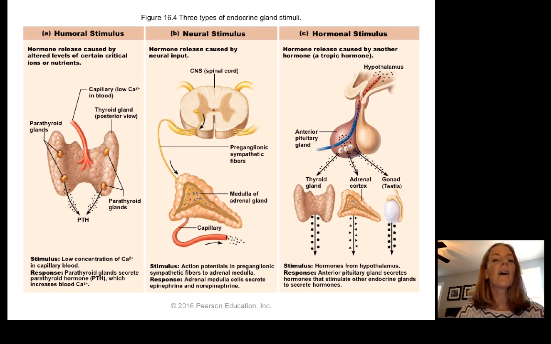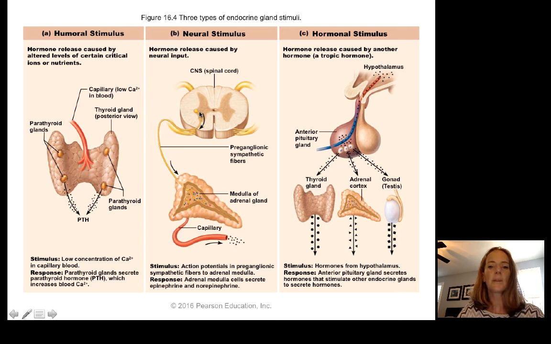So hormone release can be caused by blood or humoral stimuli. In other words, here's one. Calcium affects the parathyroid glands. When calcium is low, the parathyroid glands will release parathyroid hormone to bring calcium back up. Then the level of parathyroid hormone will come back and signal and say, yep, we've got enough parathyroid hormone, you can now slow down your release.